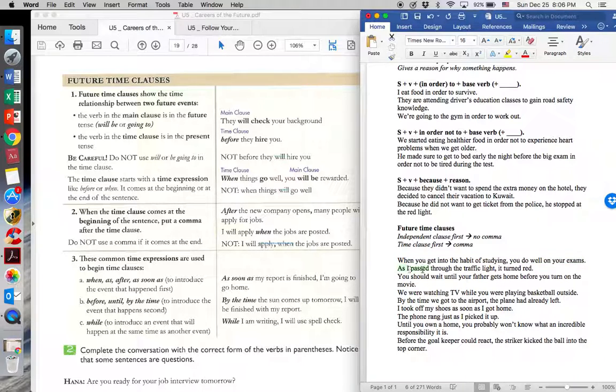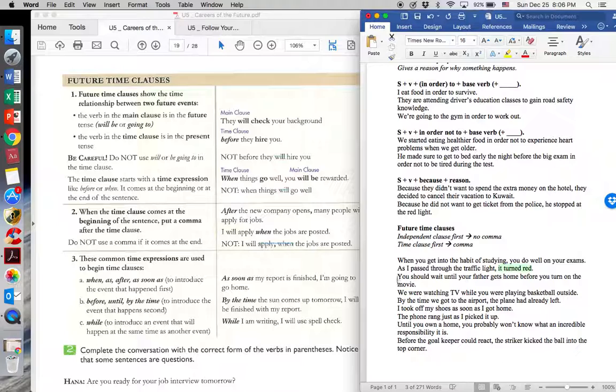Second example, as I passed through the traffic light, it turned red. We cannot end the sentence here, as I passed through the traffic light. That is not a full sentence. We need the comma, and then we need an independent clause. We know it's independent because it has a subject, a verb, and an object without any time reference words.